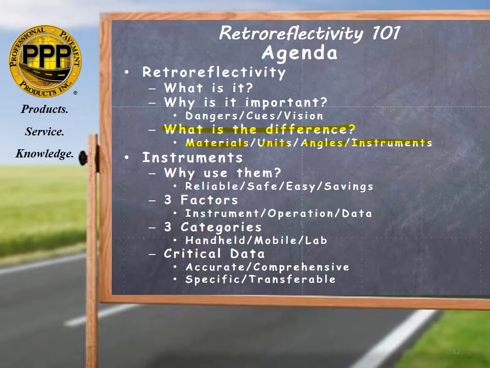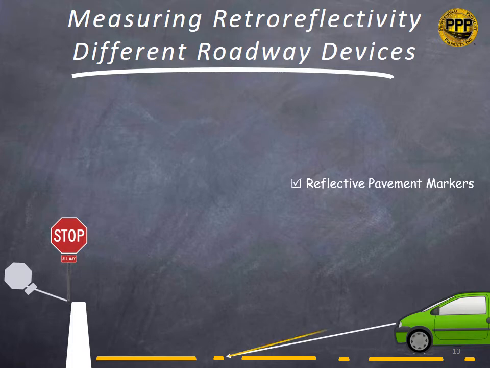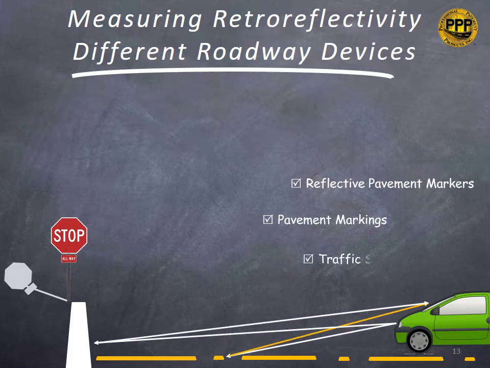Now let's discuss what is the difference? What's the difference between materials, units, angles, and instruments as we begin to dive deeper into the measurement of retroreflectivity. So how do we measure retroreflectivity? Well, this depends greatly on the type of device that we're measuring. Different devices like reflective pavement markers, pavement markings, and signs all use different retroreflective materials.